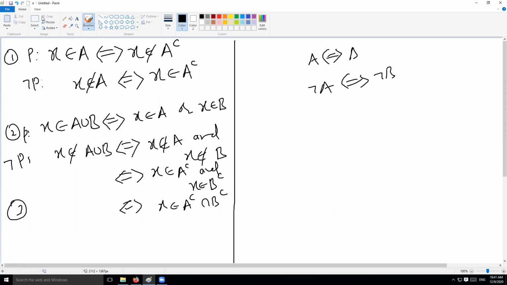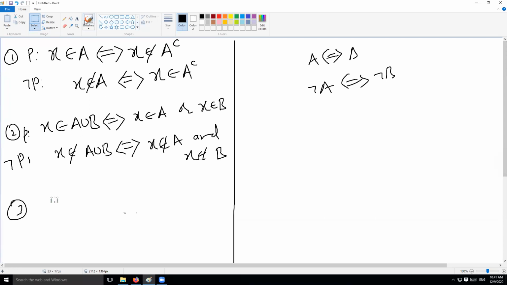Okay, but the basic description is that if X is in A union B, then X is in A or X is in B. If X is not in A union B, then this means that X is not in both A and B actually. How about intersection?